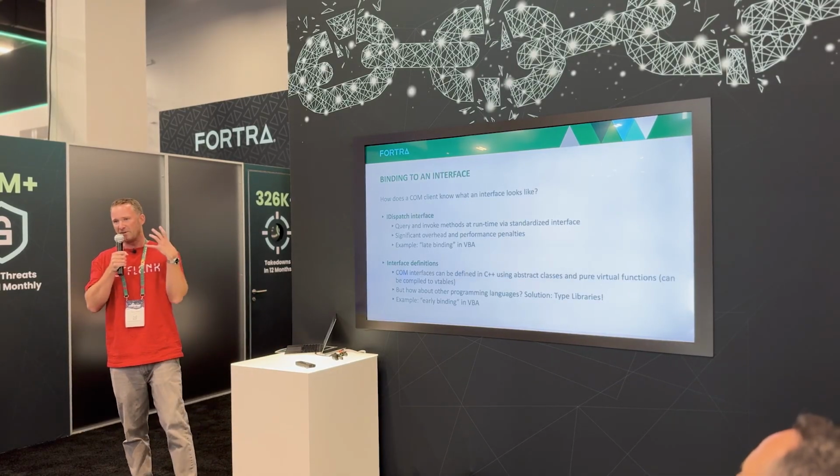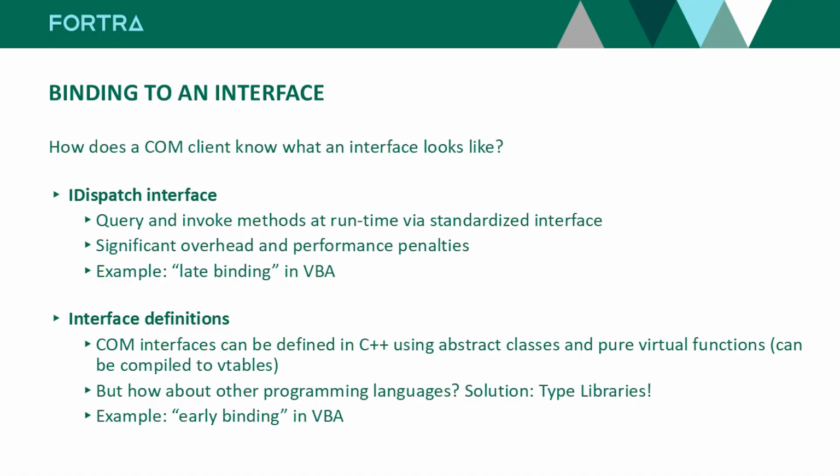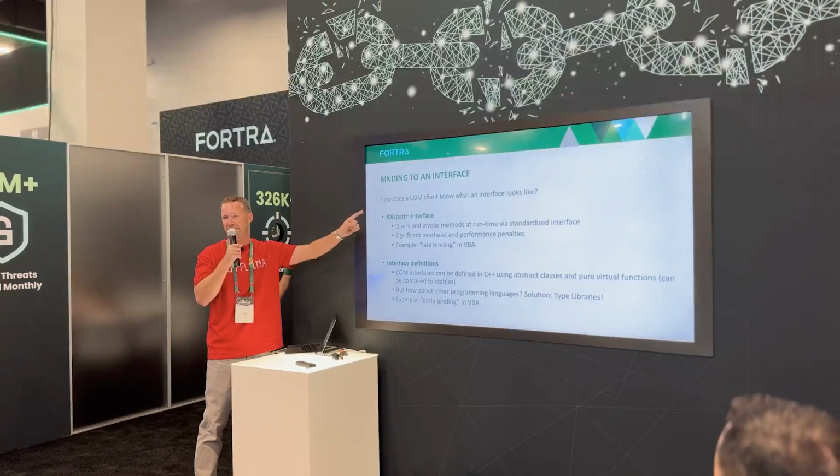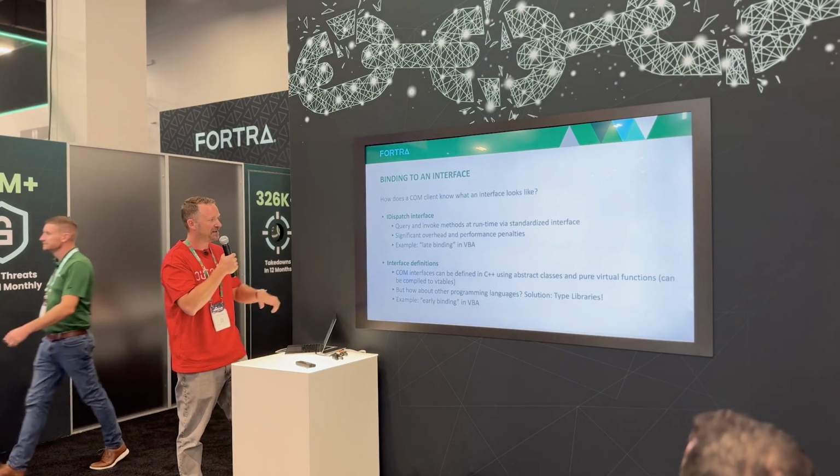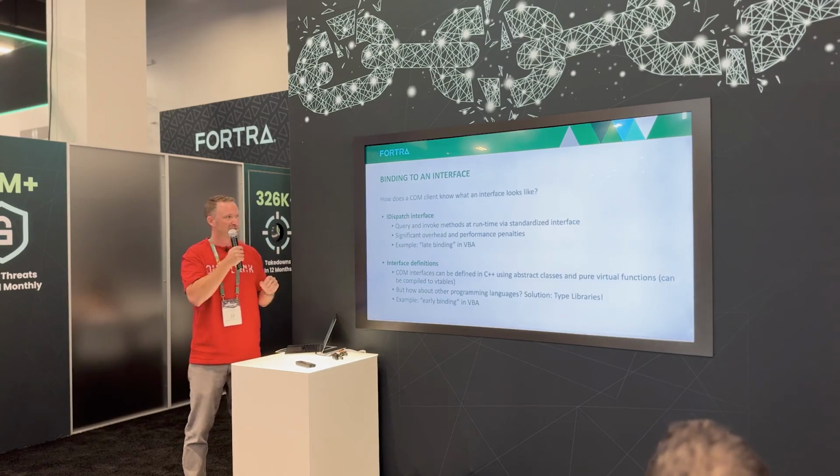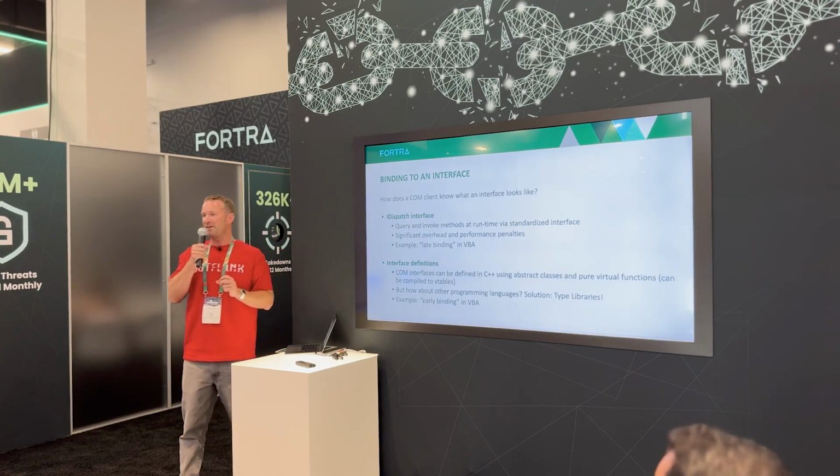Because then, how does VBA know what message box is and which pointer to pointer to pointer to follow to run this code for message box? There's two ways to do that in COM. It's either via the IDispatch interface, which is heavily used in ActiveX, scripting languages, etc. And there's interface definitions.